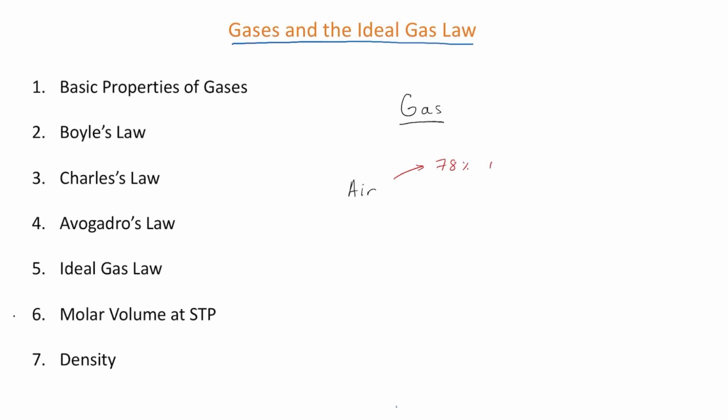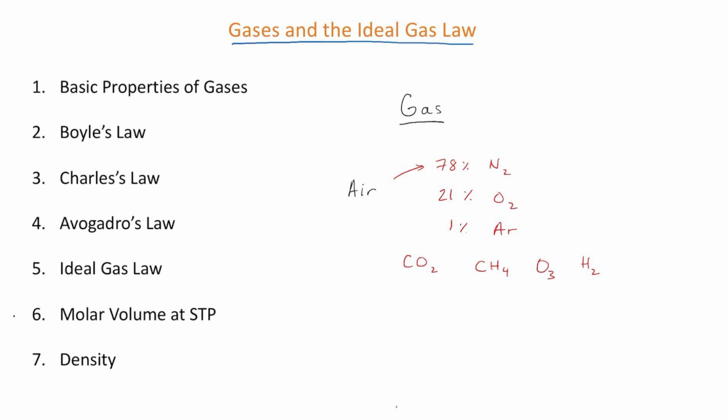Well, air is made up of about 78% nitrogen gas, about 21% oxygen gas, about 1% argon, and then a little bit of carbon dioxide, methane gas, ozone, and hydrogen gas. And now the reason I'm talking about air is because it shows that gases are all around us.